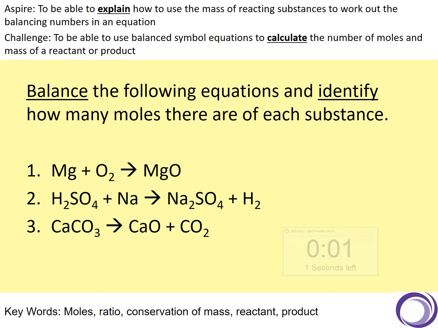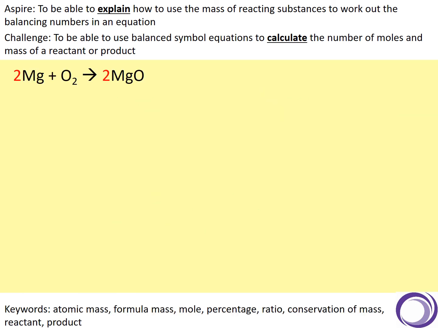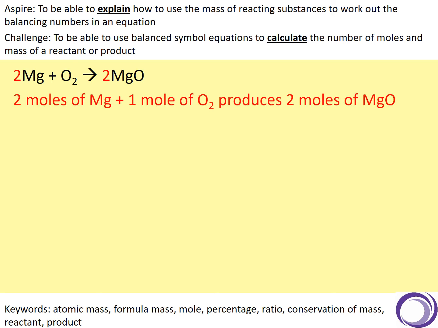Okay, so let's have a look at the answers to this one. You can mark these as we go through. You should have balanced out that we needed 2 magnesium atoms for every 1 molecule of oxygen and it will make 2 molecules of magnesium oxide. So in terms of our moles, 2 moles of magnesium plus 1 mole of oxygen produces 2 moles of magnesium oxide. We're just looking at those big balancing numbers.